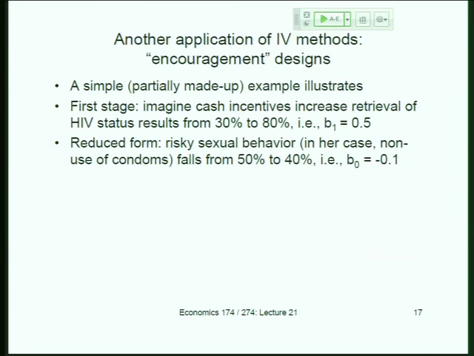And imagine in the reduced form, getting the cash incentive reduces risky sexual behavior, which you could define here as not purchasing the condoms, from 50% to 40%. So an effect of minus 0.1. What is the IV estimate? Just going through the ratio we just did before.